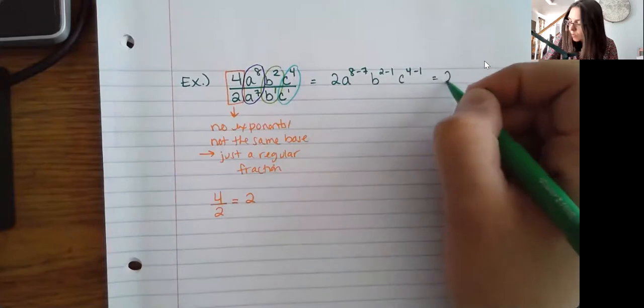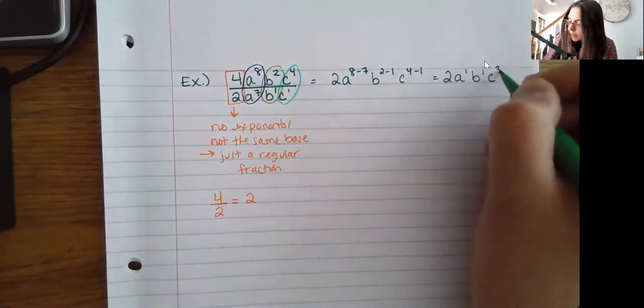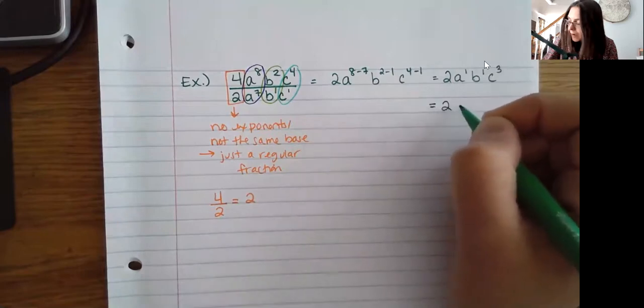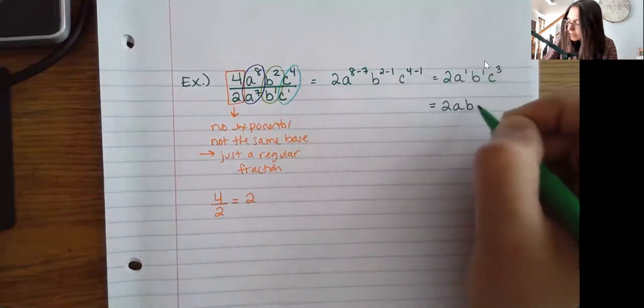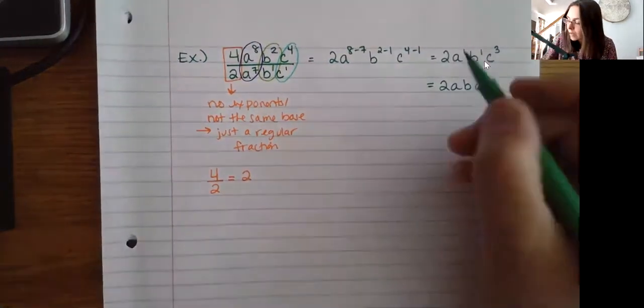This becomes 2a to the first power, b to the first power, c to the third power. And again, we don't really need those powers of 1, they don't really make a difference there, right? They're just telling us we only have one of that variable, so I can simplify.